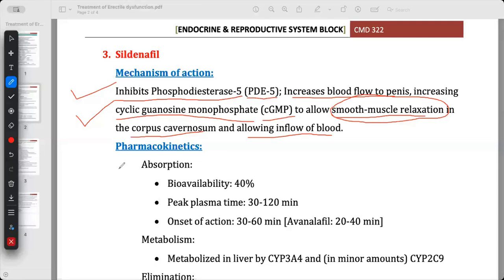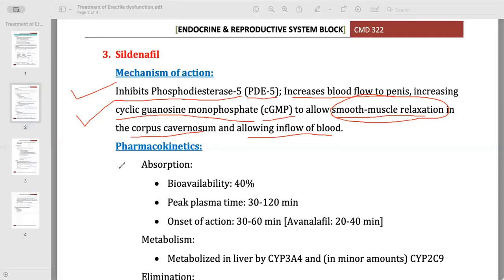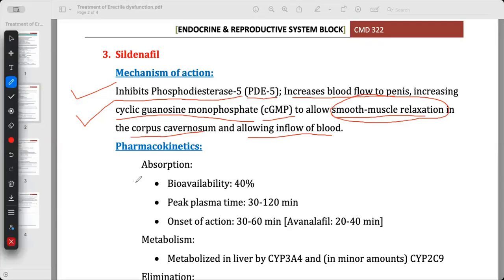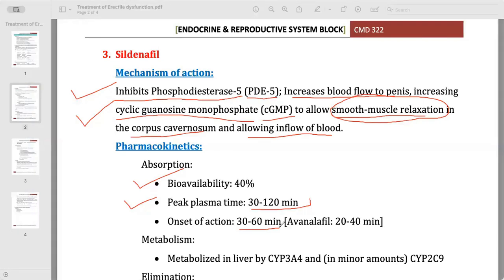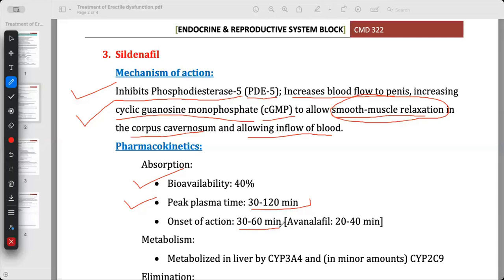What is the pharmacokinetic? Absorption. The sildenafil is available as a tablet form, and after oral administration, the bioavailability of the drug is about 40%. Peak plasma time, the time required to reach maximum concentration of the drug in the blood, is about 30 to 120 minutes, up to 2 hours. For the onset of action, after taking the tablet, the onset of action will start after 30 minutes. And for another drug of sildenafil, it will start after 20 minutes.